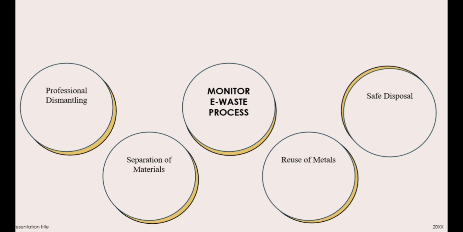First, professional dismantling starts with carefully taking apart of electronic into the individual component. Next is a separation of material. Monitor is combination of plastic, copper, lead, aluminium and even metal like gold. Next is a uses of metals.